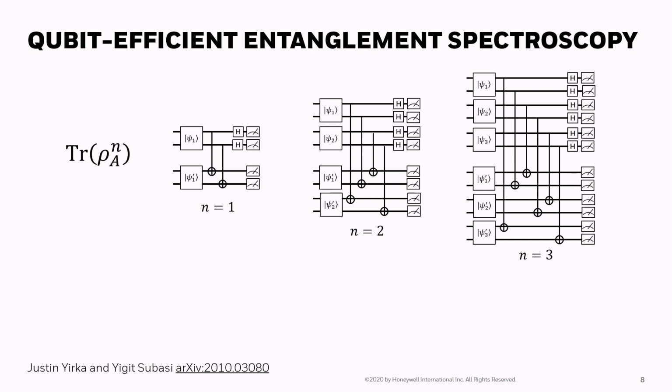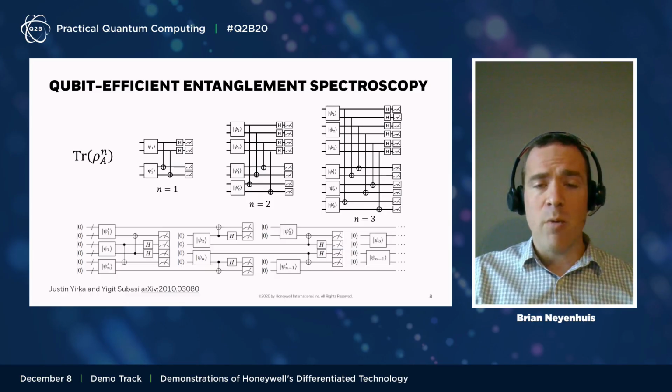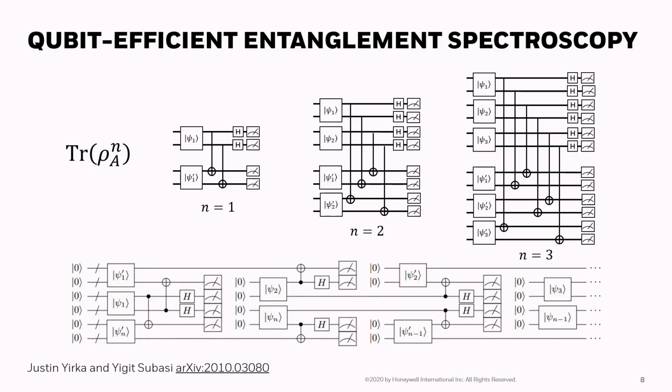Now, although it's not immediately obvious just staring at this diagram that some qubits are done with their job before others even start, that is indeed the case. And they were able to show that with just 6 qubits, you can go to arbitrary depth n on this circuit to get all the information you want about your entanglement spectroscopy.